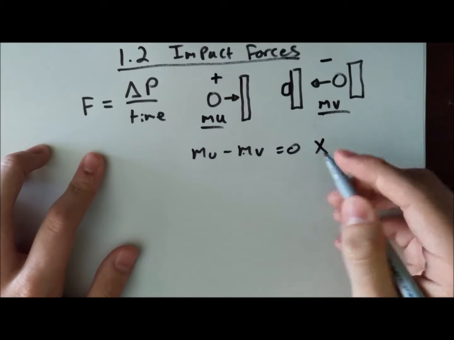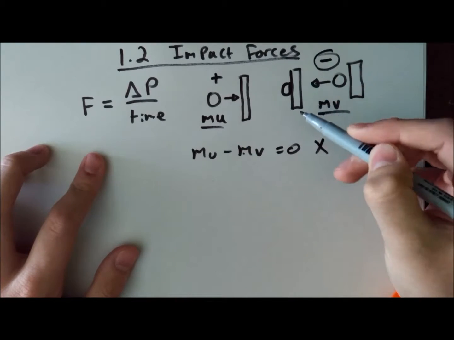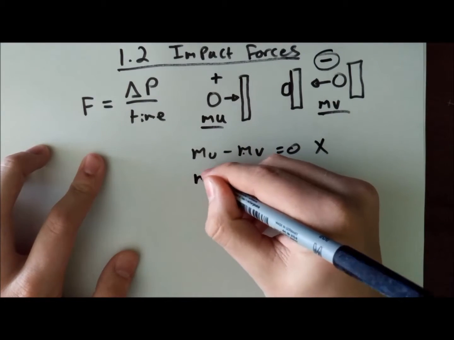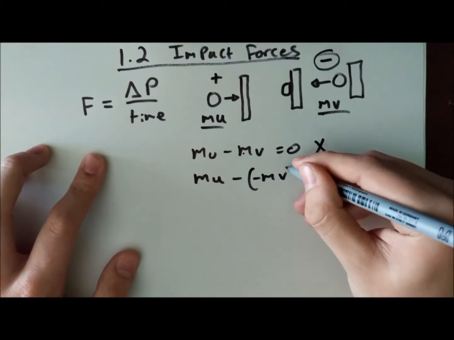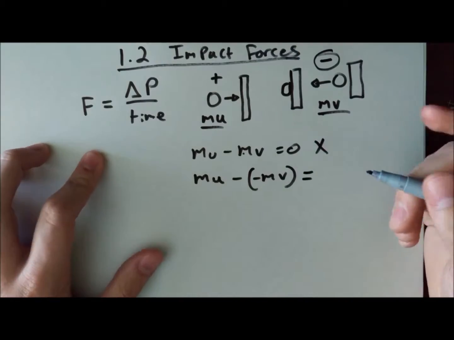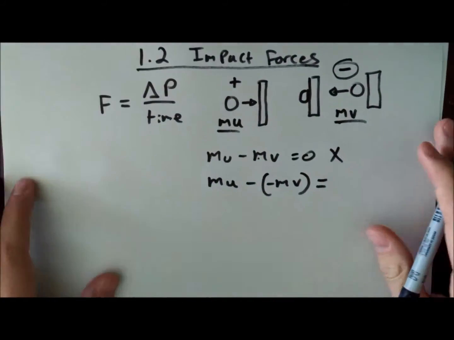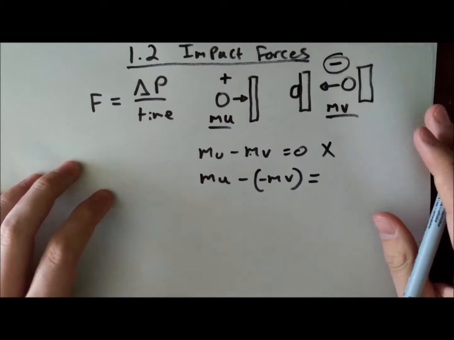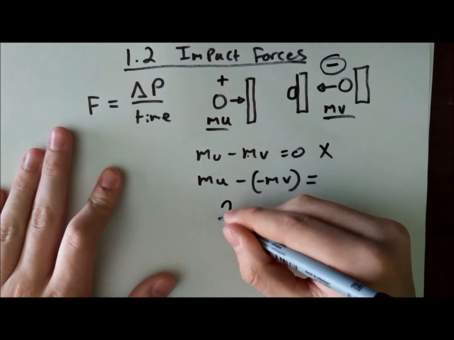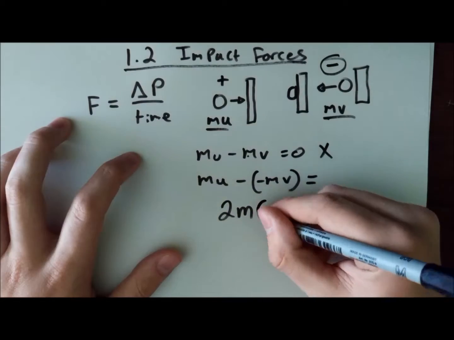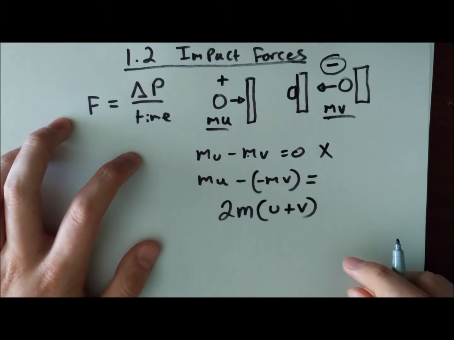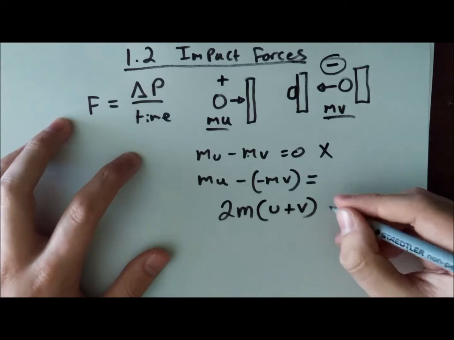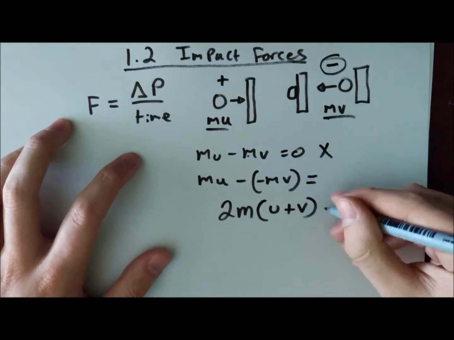So what we do is show that mv is minus. So what we end up with is mu minus mv, which will be equal to the two combined. Now to write this simply, we can just say 2m(u plus v). This will give us our final or total momentum.